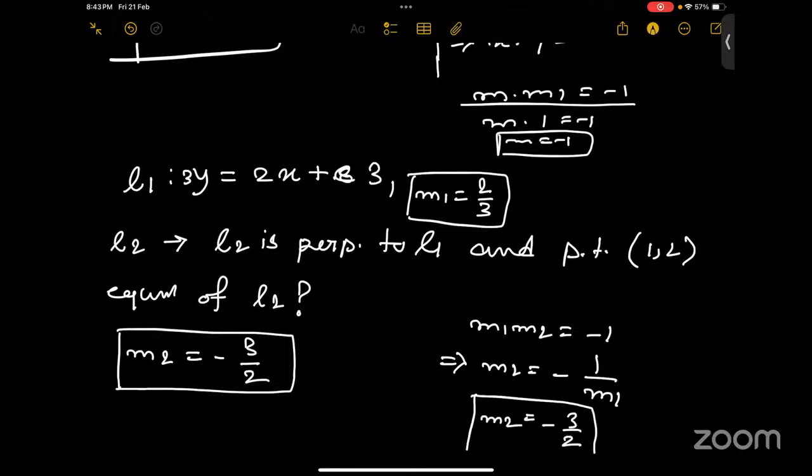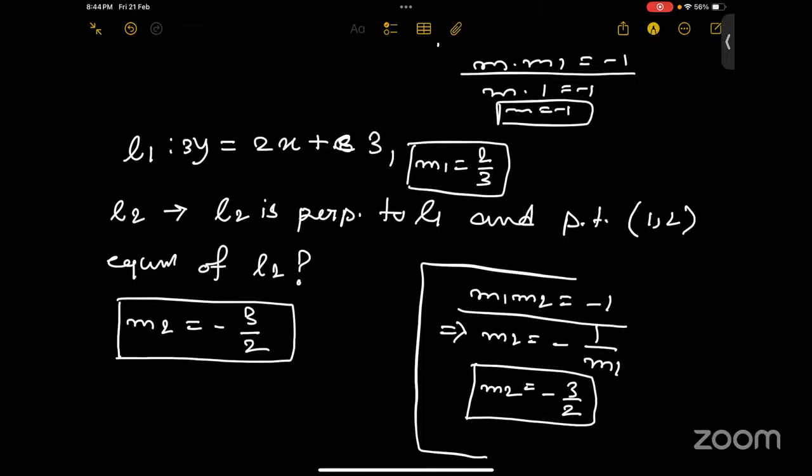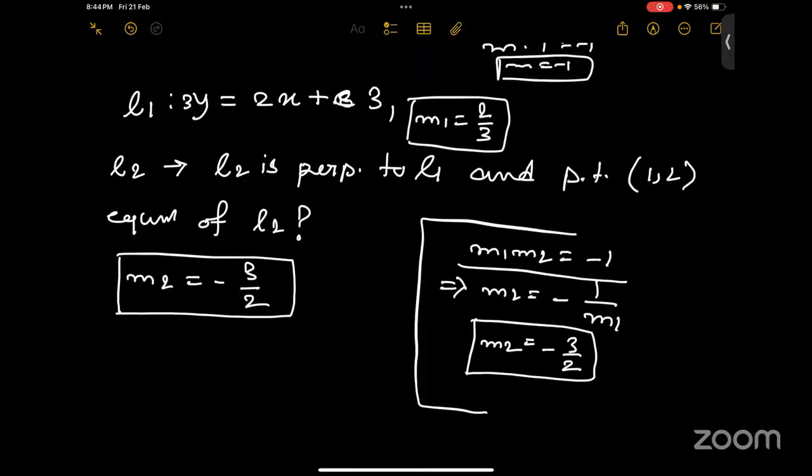I think you understood everything. Is it fine now? Yes, ma'am. Okay, good. So every time if we have something parallel, you have to first calculate the slope of the given line. If the two lines are parallel, you will take the same slope. If they are perpendicular, you have to calculate via this equation. Now we have the slope of the line, and we know that the line passes through this point. So what will be the equation of the line L2 then?